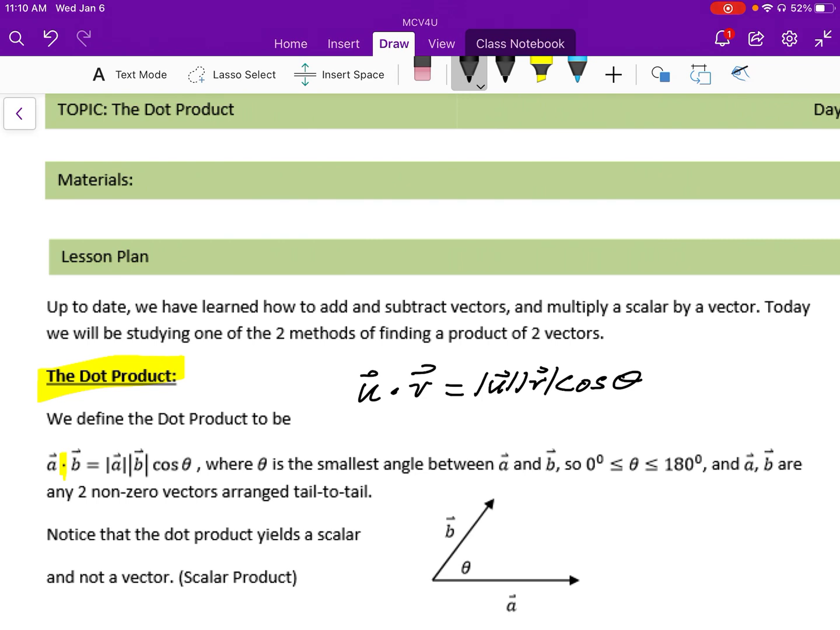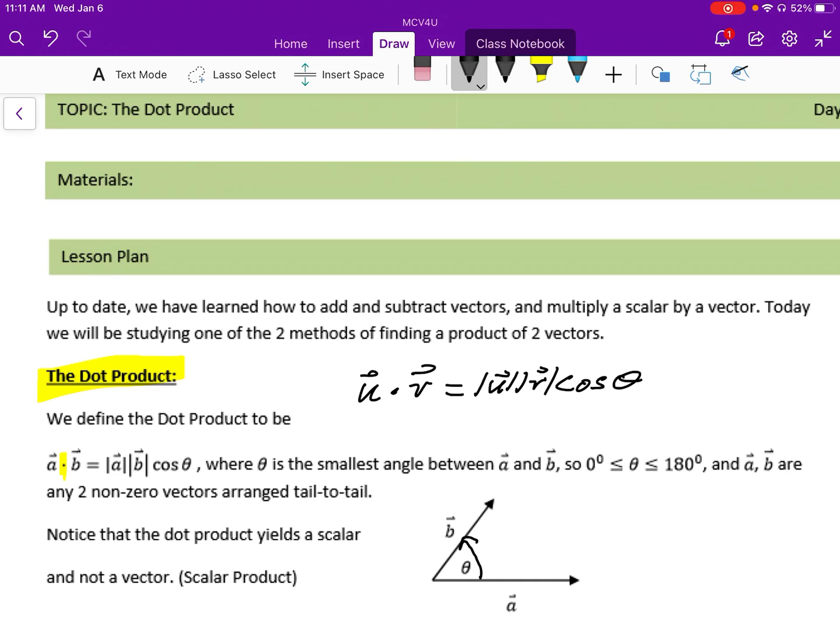So just as it reads out here, the definition of the dot product is going to be the product of the magnitudes of each vector, multiplied by the cos of the angle between the two vectors. In the case that I've already got printed out here, we've got the two vectors A and B, lined up tail to tail. This is what they have to be. So when two vectors are lined up tail to tail, we look at the smallest angle between them. It's got to be between 0 and 180 degrees. Now, the two vectors themselves are non-zero, so we don't get a zero vector at the end.